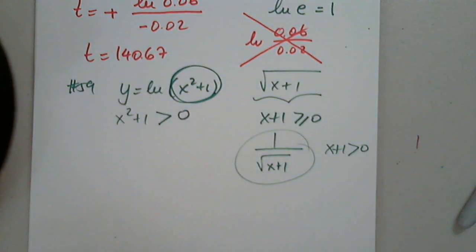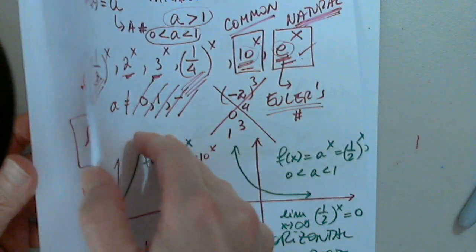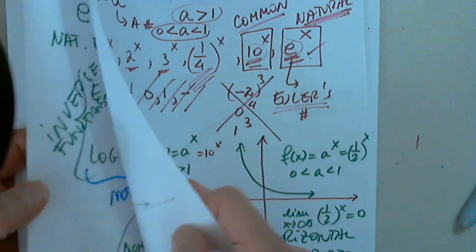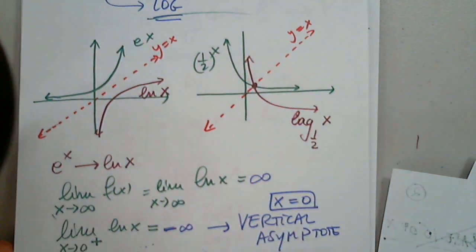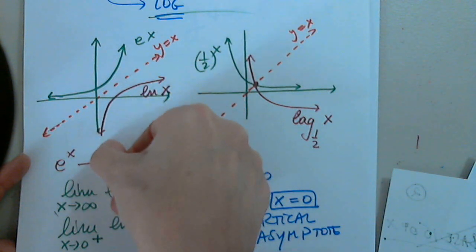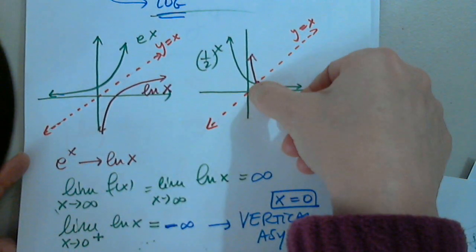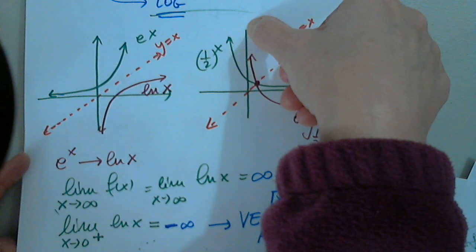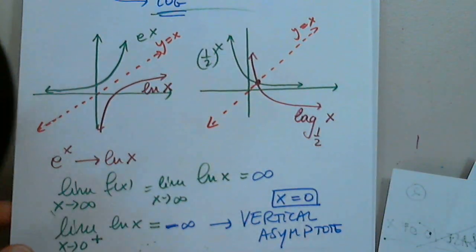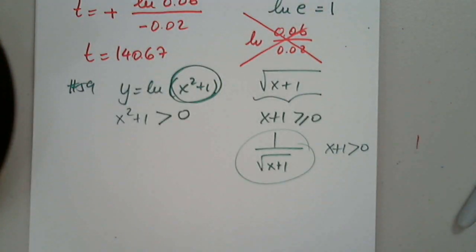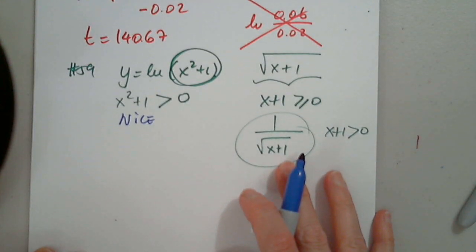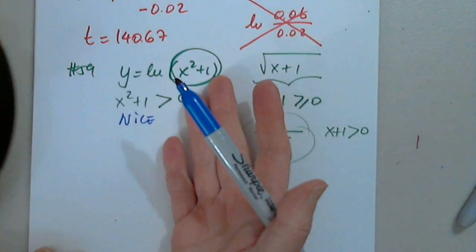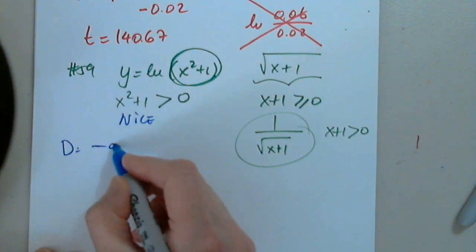How come? Yes, look at the graph. I could never plug in 0 in log. Cannot plug in 0. Negative infinity. Cannot plug in 0. Positive infinity. Cannot plug in 0 in log. However, this is nice, because this is always true. So it happens that for this function, the domain is everything.